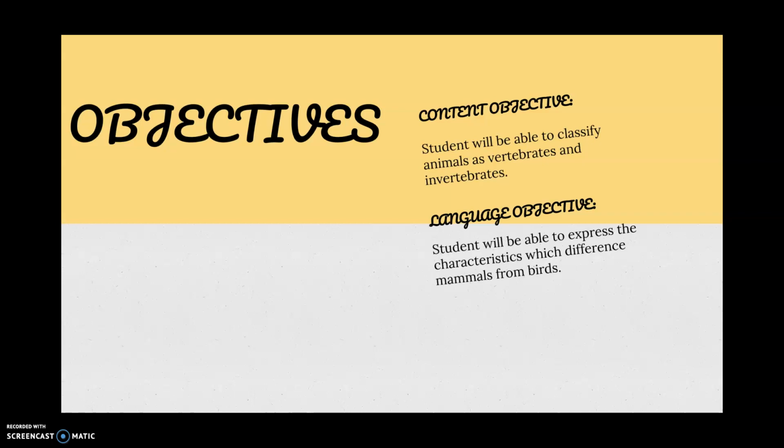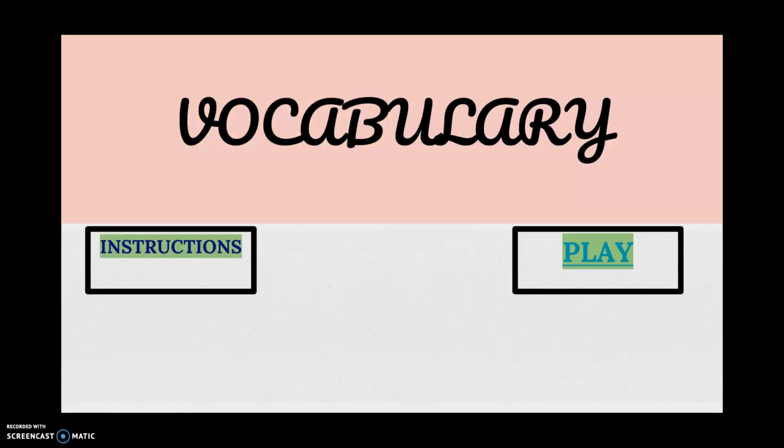In our language objective, we are going to work on this part during our virtual classes, our synchronous classes. So I'm going to speak with you, and you're going to give me your opinion. In this case, everybody has to participate. So we'll be able to express the characteristics which differentiate mammals from birds.